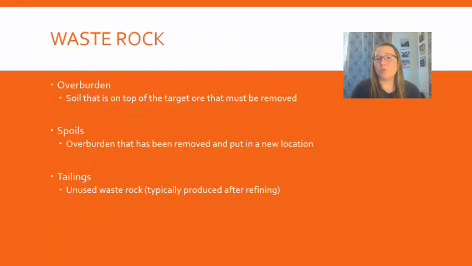Now with mining, we also have this waste rock. So when you're mining, there is this rock over the top of that ore, and that would be called the overburden. Then as you remove that overburden and place it somewhere else, we call that then spoils. So the same rock, just when it's been moved to a new location, that would be the spoils. But then after that refining process, as you've taken that ore and broken it down and tried to extract that actual mineral you're after, all of that waste product is referred to as tailings.